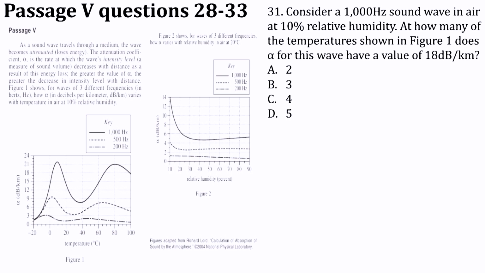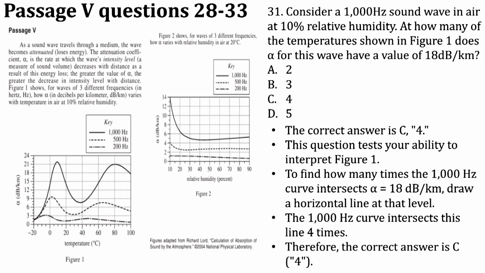It says it in our passage. Okay, so what we want to do here, the correct answer is 4. The question tests your ability to interpret figure 1 to find how many times the 1,000 hertz curve intersects A at 18 decibels over kilometers. Draw a horizontal line at that level. The 1,000 hertz curve intersects this line 4 times, therefore the correct answer is 4.